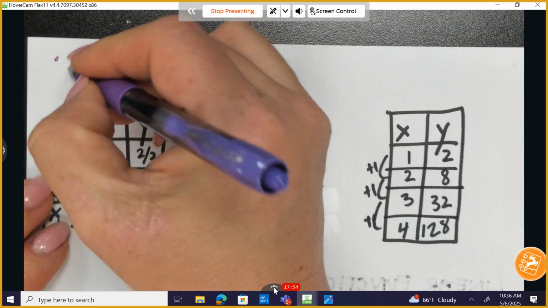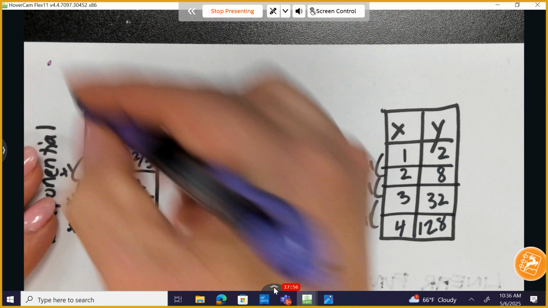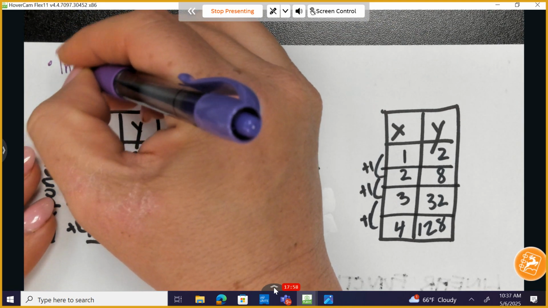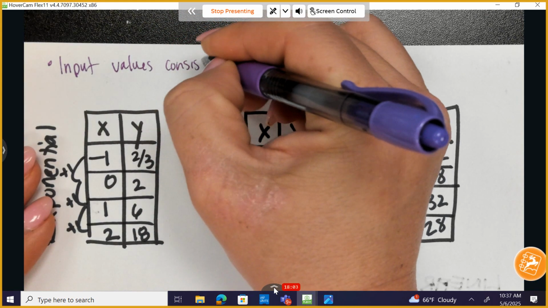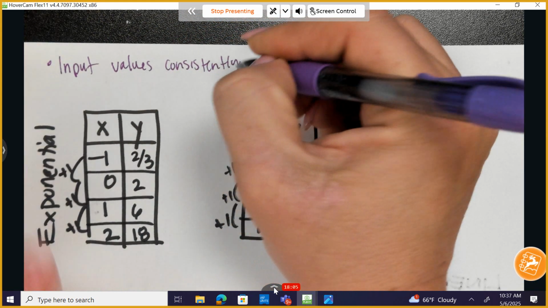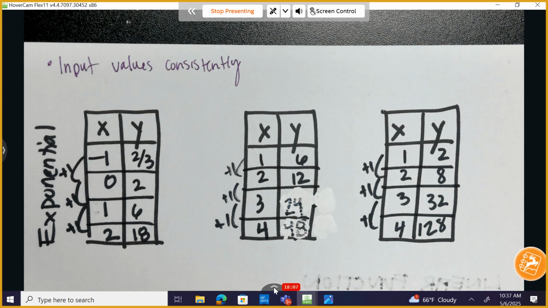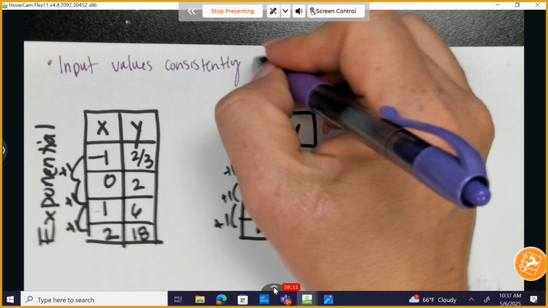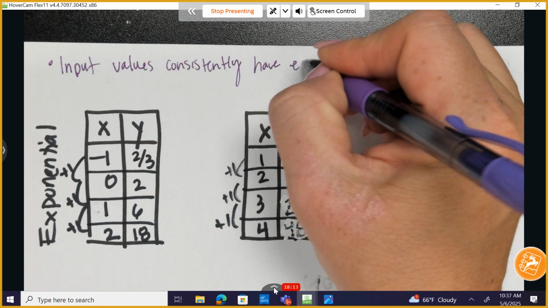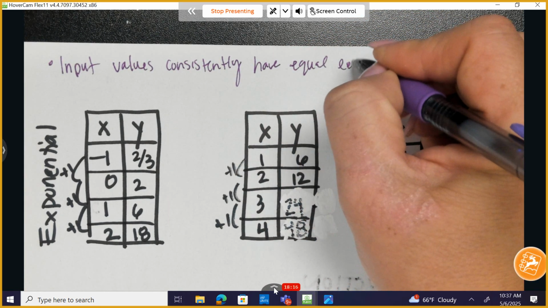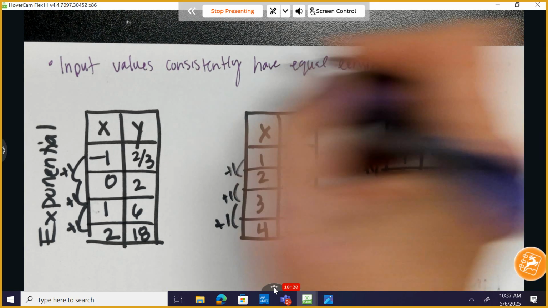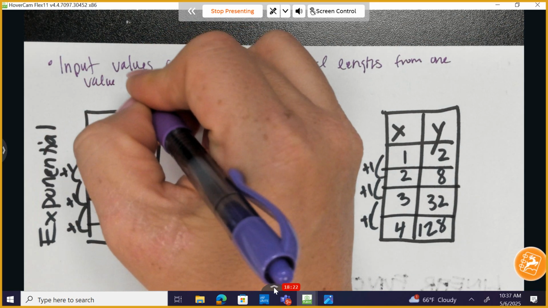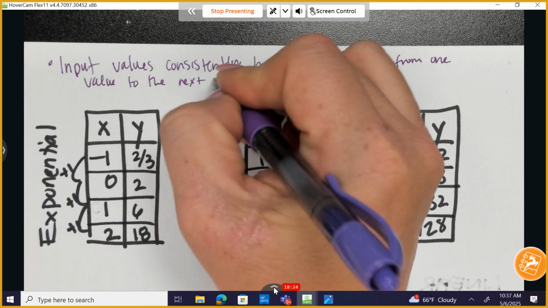Okay, here we go. Ready? Write this down. We only have one more left after this one. So here we go. Stay with me. Input values consistently have equal lengths from one value to the next value. Help me out with that exact wording. Is that what we said?